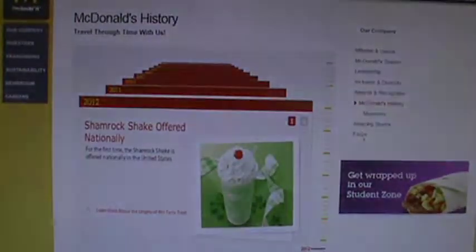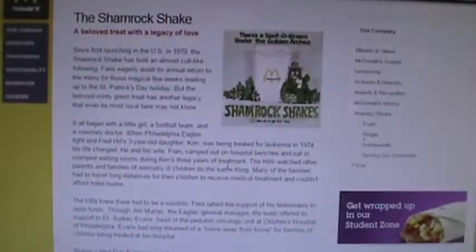Or no, so that's in 2012 when shamrock shake was offered nationally. Ooh, I do want to learn more about the origins of it because now we solved it. Well, the origin is St. Patrick, who is obviously Jesus, you know, because he wouldn't be called St. Patrick if he wasn't living for Jesus.